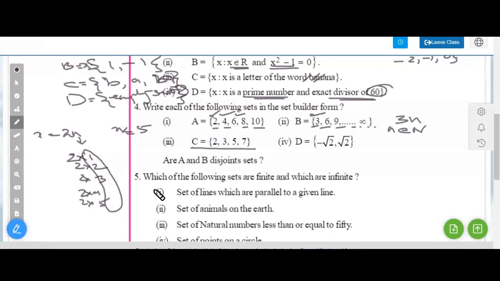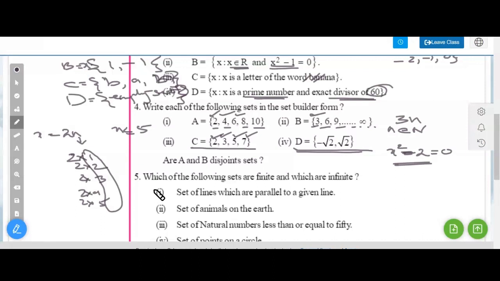Now see, these are the values given. So these are prime numbers 2, 3, 5, 7. Prime numbers less than 7. So these are the two conditions. Write it in set builder form. Try it out yourself and write it down. Next one is D equal to minus 2, minus square root 2 and plus square root 2. So it can be the solution of x square equal to 2, or x square minus 2 is equal to 0.